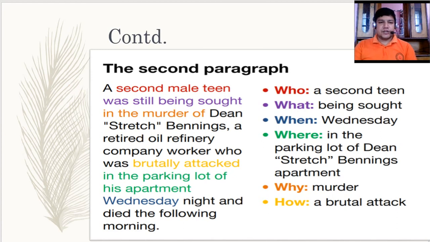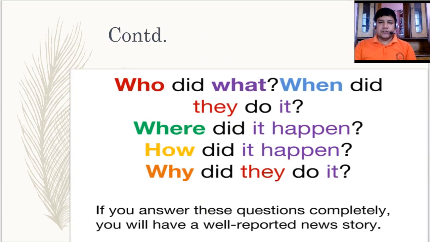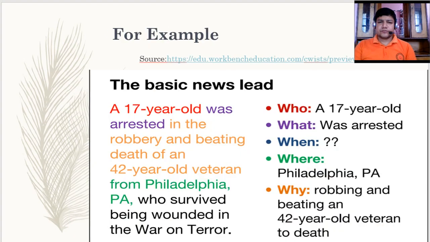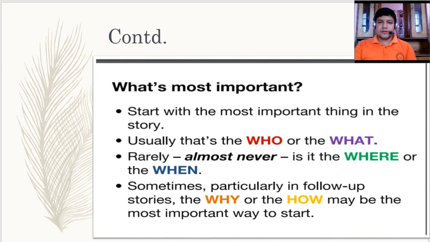It means we have to answer who did what, when did they do it, where did it happen, how did it happen, why did they do it. So while writing a news article, we have to keep these things in our mind. Now, I presented some examples also.